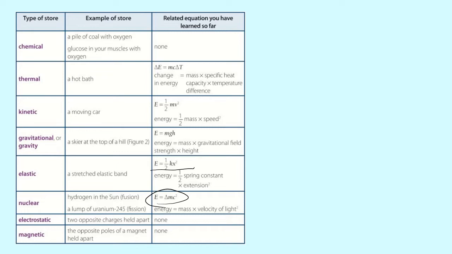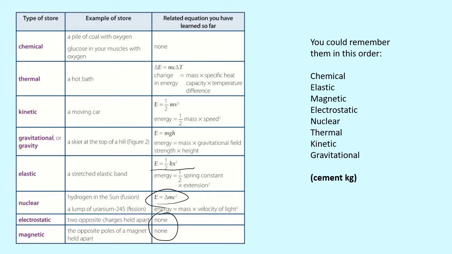Electrostatic and magnetic, even though here it says none, there are equations to find them, but they are a bit complicated, and you will come across that. You will get the privilege of studying them once you take physics for A levels, okay? Then, what is the order for you to remember this? CEMENT KG is something you can use to remember the order: C chemical, E elastic, M magnetic, E again electrostatic, N nuclear, T thermal, K kinetic, G gravitational.